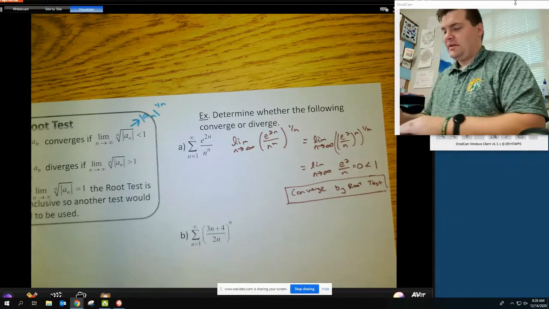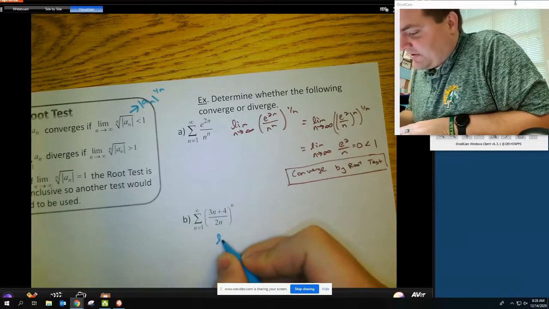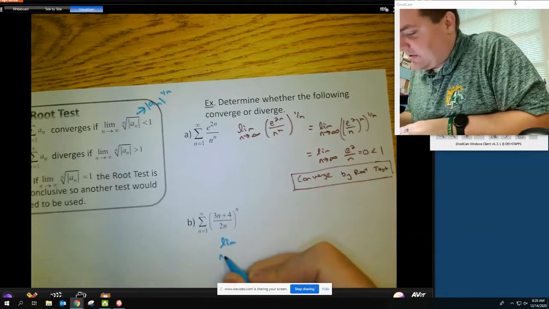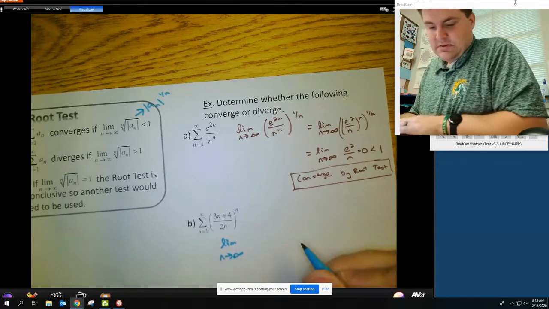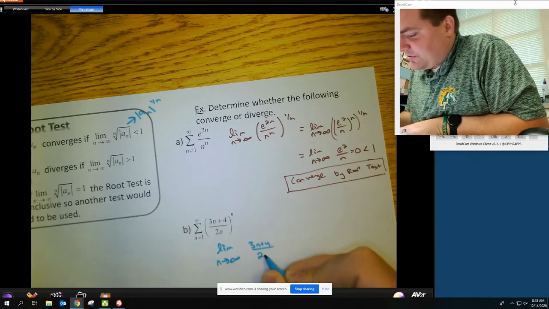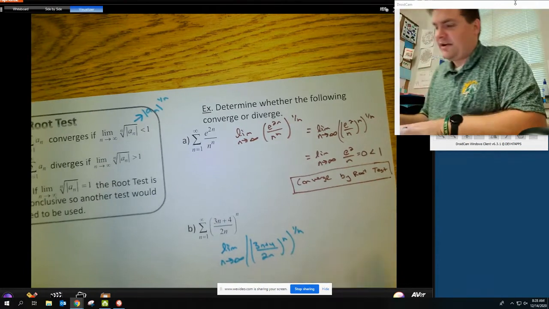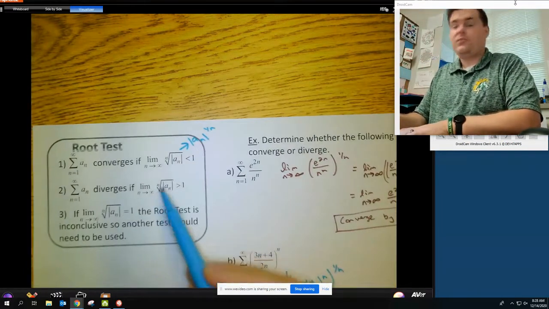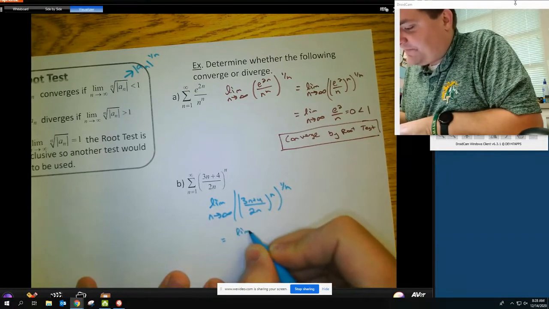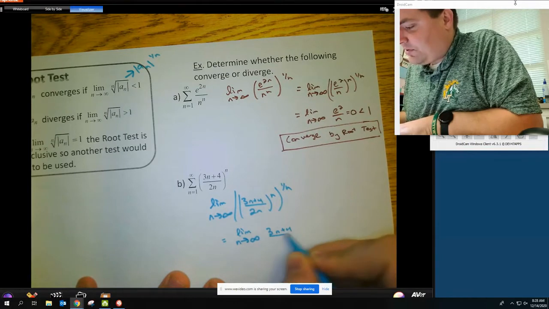Last one, it's already nicely set up for us. Everything's to the power n. So all we're going to do here is just find the limit. Again, if you plug in a 1, everything's positive, so don't worry about the absolute value. So we're going to get (3n+4 over 2n) to the n, to the 1 over n, because again, I'm trying to use the root test here. The n's are going to cancel, and you're left with the limit as n approaches infinity of (3n+4) all over 2n.